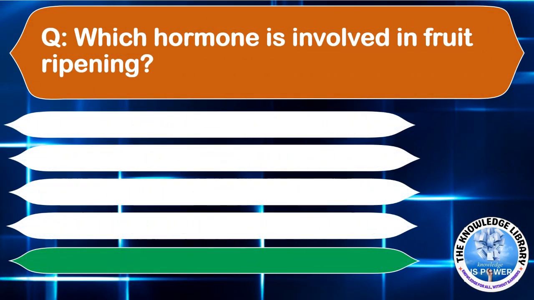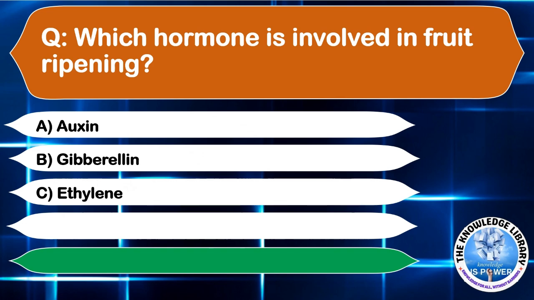Which hormone is involved in fruit ripening? Option A, auxin. Option B, gibberellin. Option C, ethylene. Or option D, cytokinin. The correct answer is option C, ethylene. Moving to the next question.